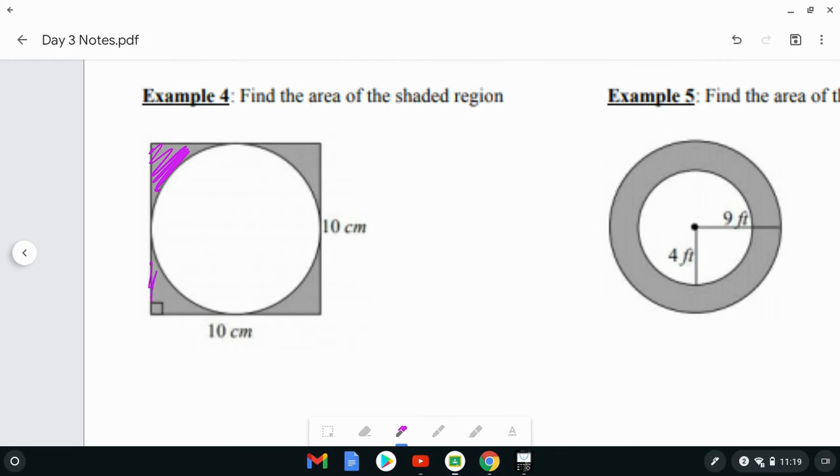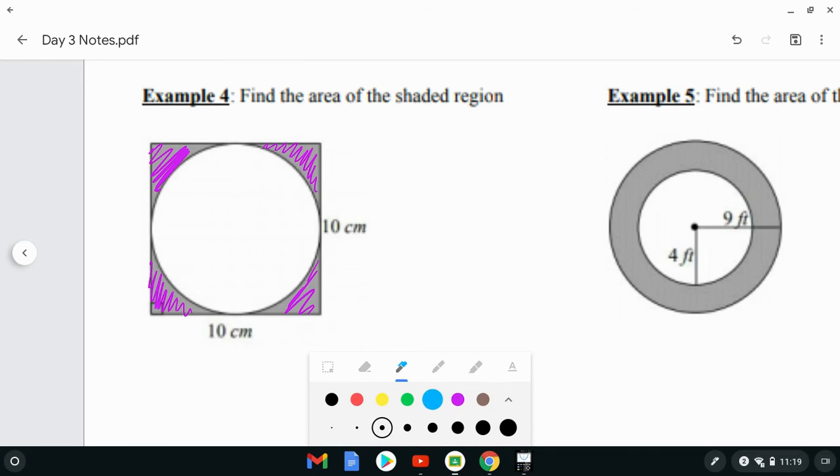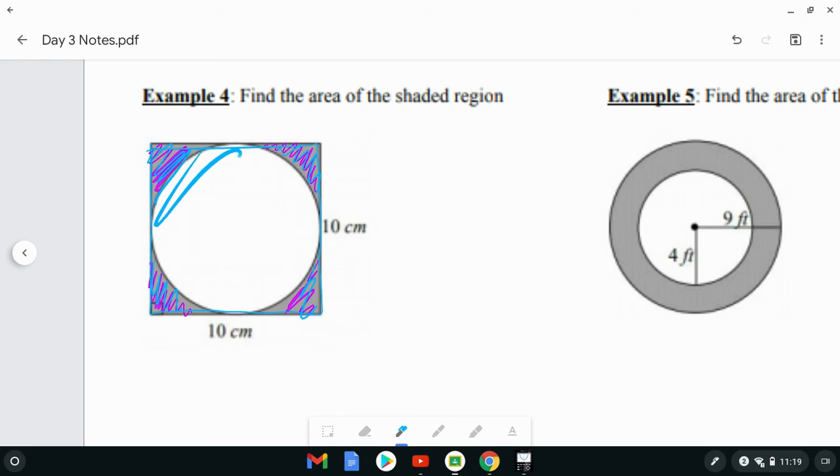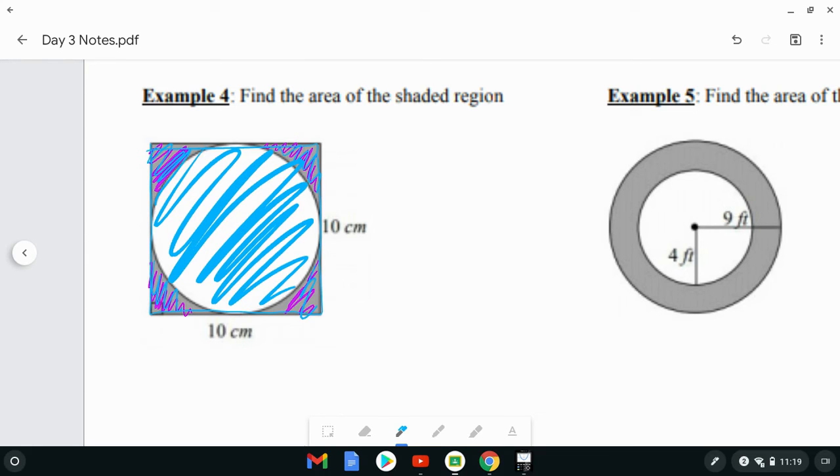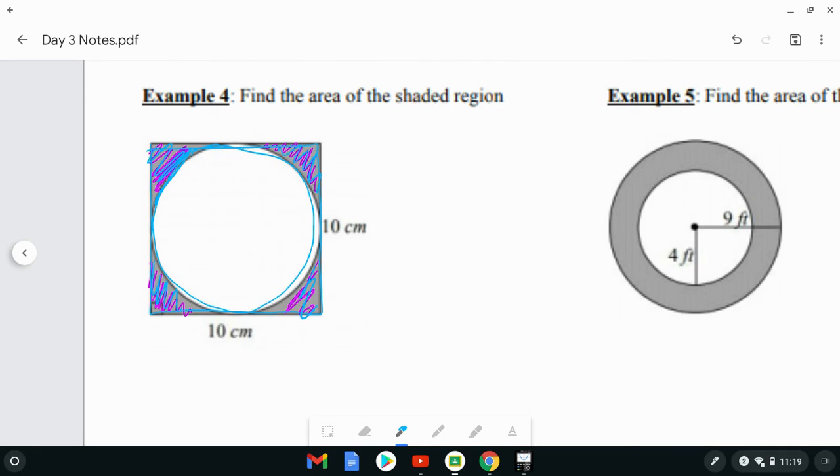So if we take a look at number 4 here, it's asking us to find the area of this shaded region. Well, nowhere in any of our notes do we have a formula to find the area of these types of shapes. So what we want to do is take this full area, which is everything, and subtract the area of this circle, and what you're left with are those shaded regions.